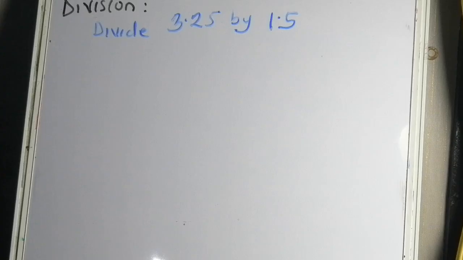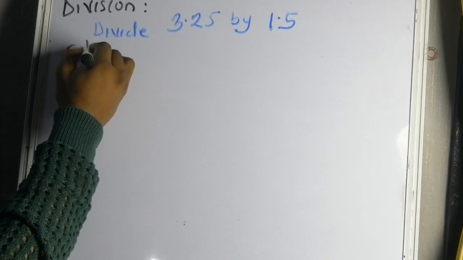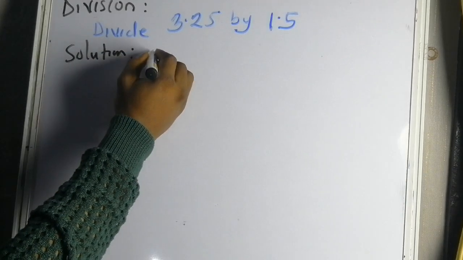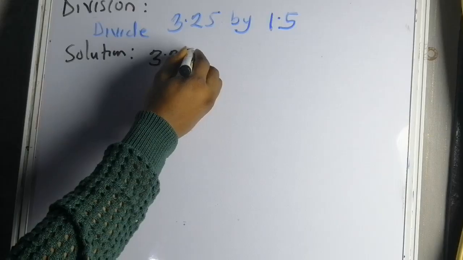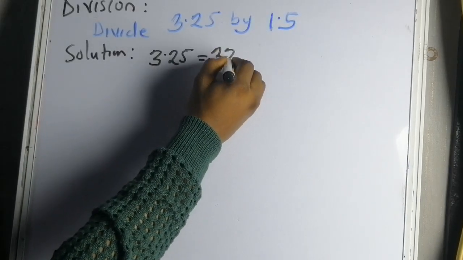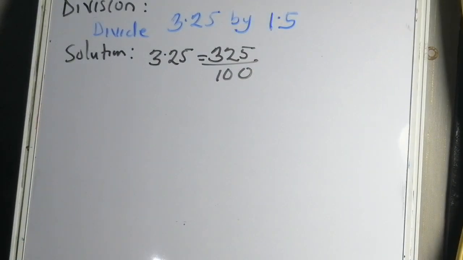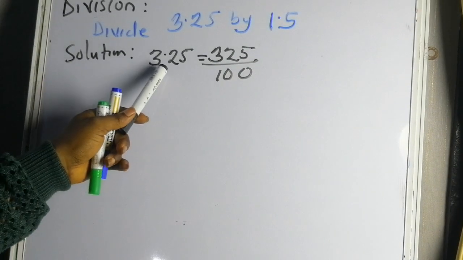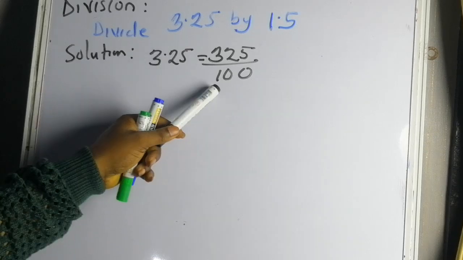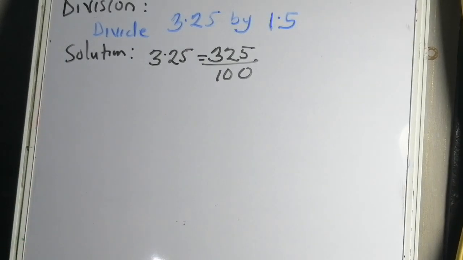I've mentioned this over and over. That is why we are not dwelling too much on this part, because it's like changing pure water. So 3.25 is the same thing as saying 325 over 100. After the point, you have two numbers, and that represents the number of zeros we're going to write at the denominator. I've mentioned this in some of my parts.